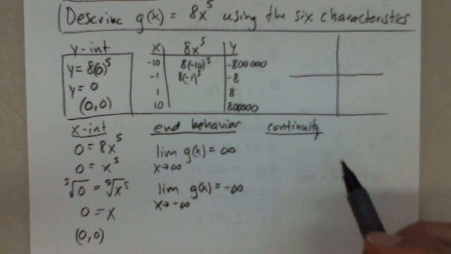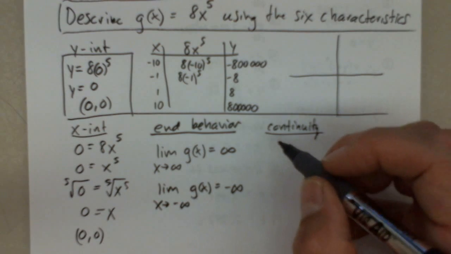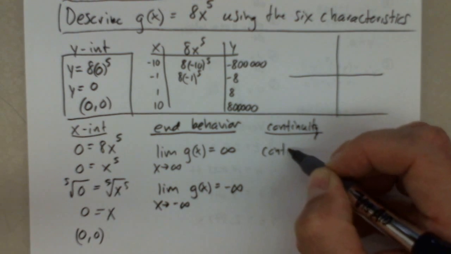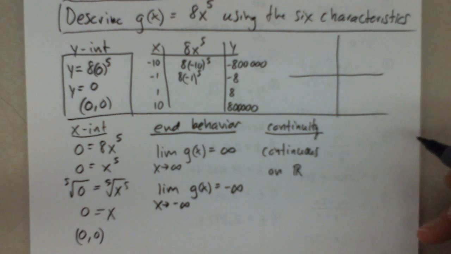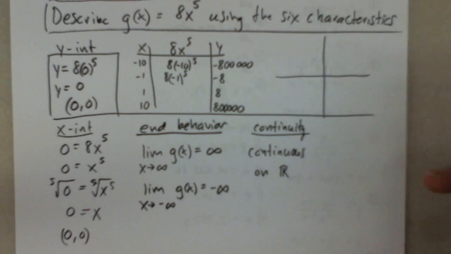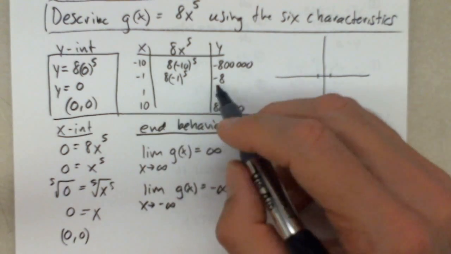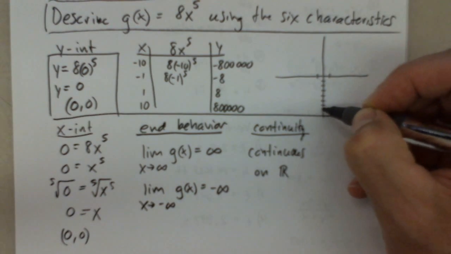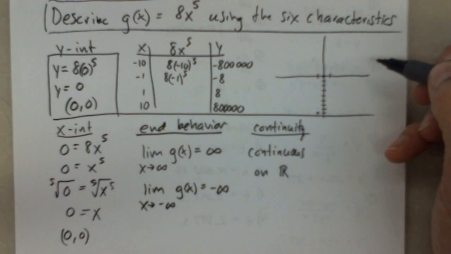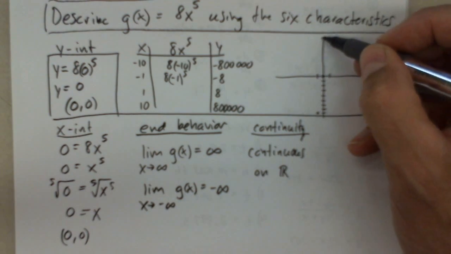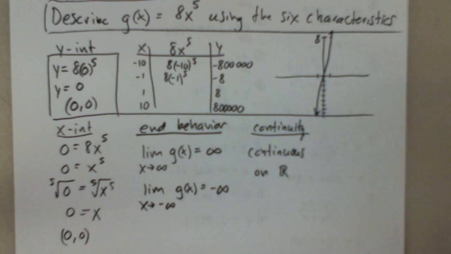Continuity. There's never a number that we can put in here that is undefined, so we'll say continuous on the real numbers. And let's plot some points. We know that at negative 1 we'll go to negative 8. And we know at 0, 0 is the intercept. And then we'll go up to positive 8. So we see that shape or that graph.